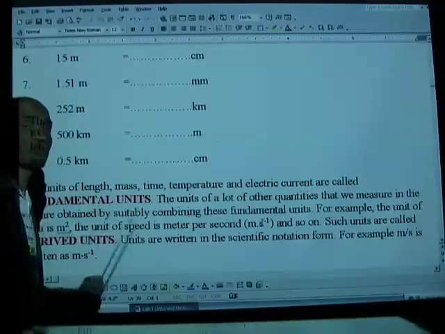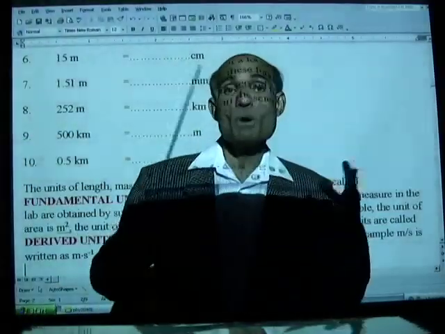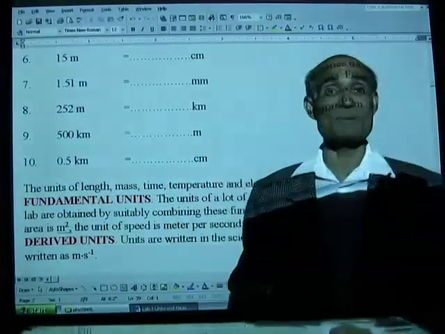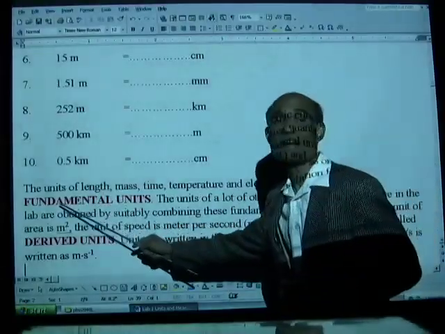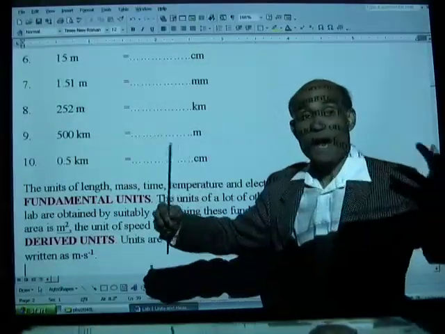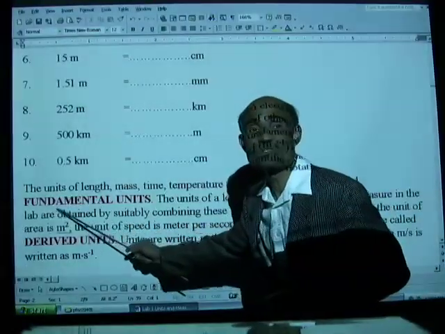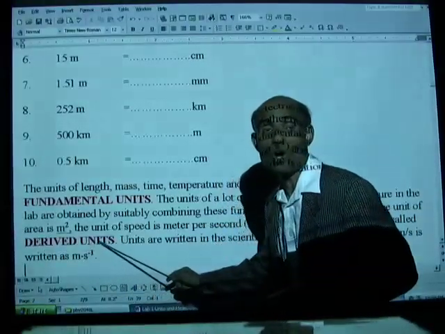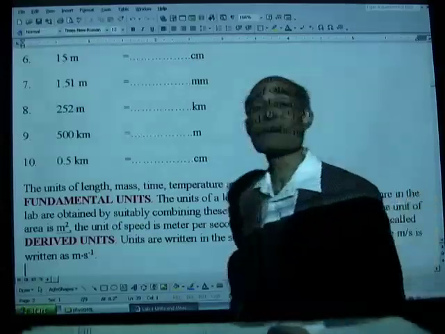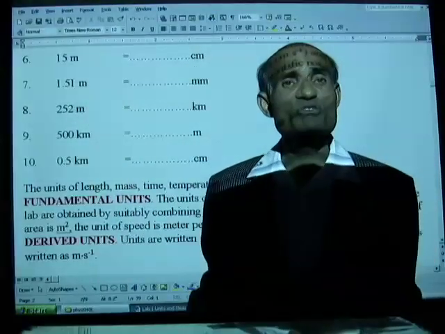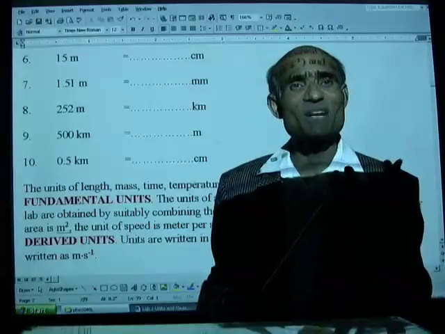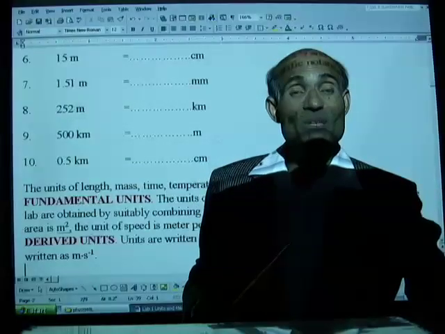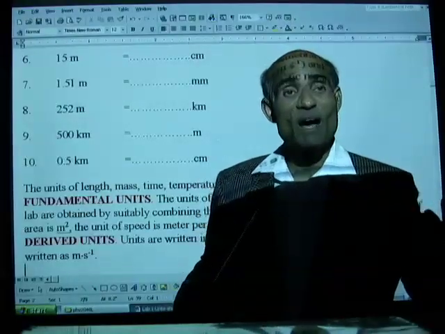Now, what are fundamental units? I have told you the 3 most commonly used quantities are length, mass, and time, and these units are called fundamental units. All other units can be obtained by suitably combining the fundamental units, and therefore those units will be called derived units. That means the unit of area. What is the unit in which area is measured? Area is measured in square meter or square centimeter and so on. That is a derived unit.